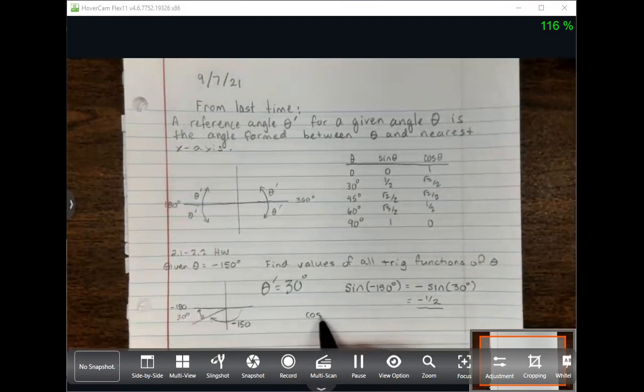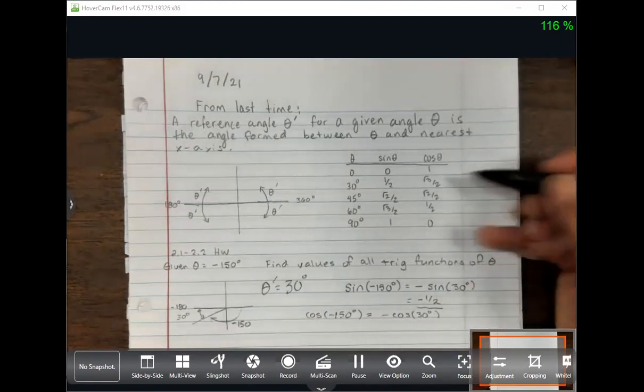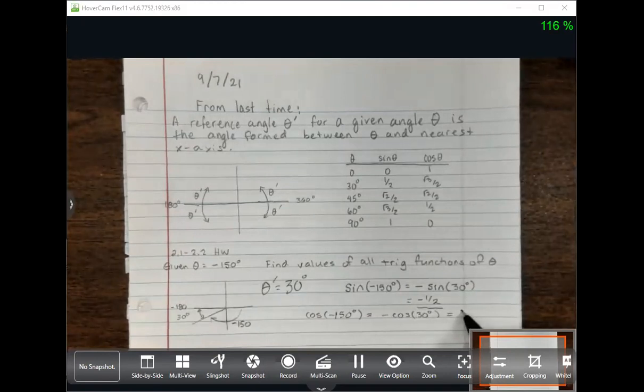Similarly, the cosine of negative 150 degrees is minus the cosine of 30 degrees. The cosine of 30 degrees is the square root of 3 over 2. So we get negative square root of 3 over 2.